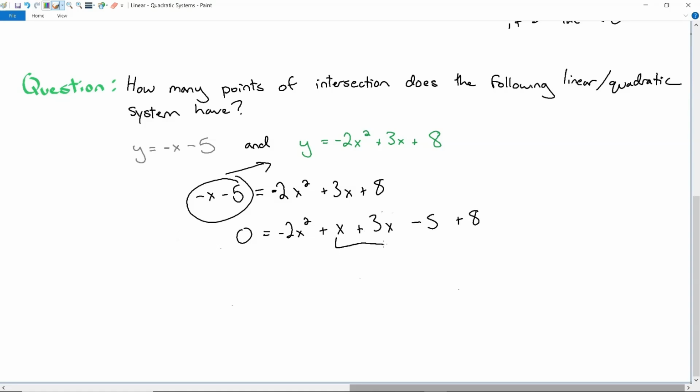Now I need to collect my like terms. And actually, the 5 was negative on the left side, so now it should turn into a positive. So I've got to make sure I have that. And now let's collect our terms.